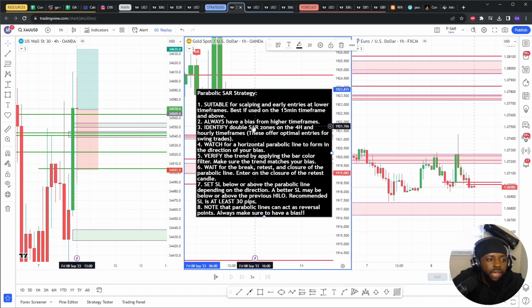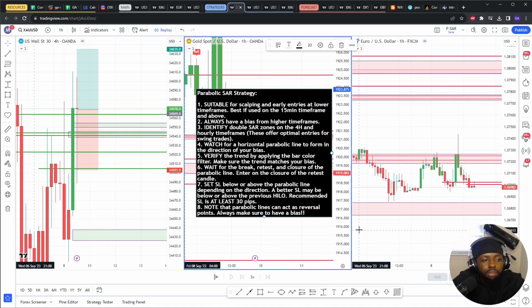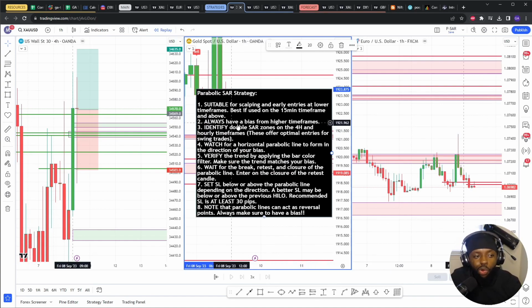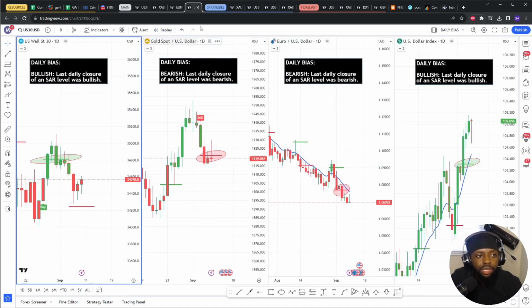So parabolic SAR, suitable for scalping and early entries at lower time frames. Best if used on the 15-minute time frame and above. So again, always have a bias from a higher time frame. So our bias comes from the daily time frame, right? So that's one thing we're looking at.